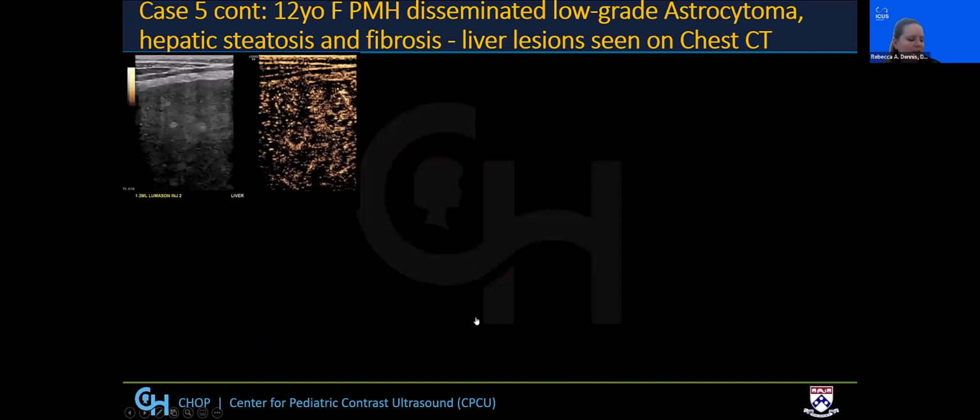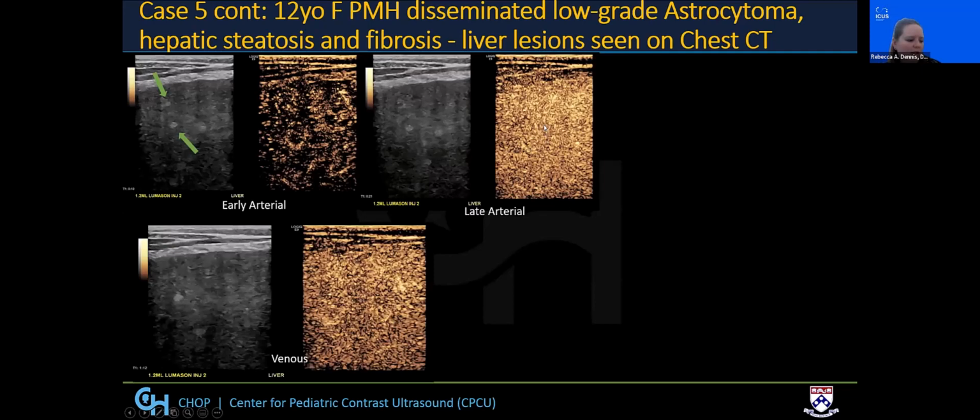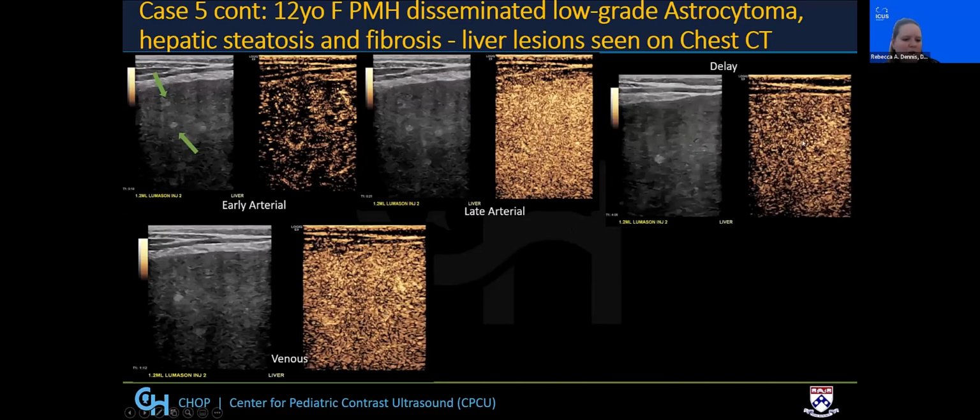And I'll show some stills from these images. So this is an arterial phase or early arterial. We can see these hyperechoic lesions. There's no abnormal early arterial enhancement. This is a little bit later arterial phase. It's right at 20 seconds. We can still see our hyperechoic lesions in the liver, but there's no abnormal enhancement. And on venous, there's no early washout or on delayed as well.